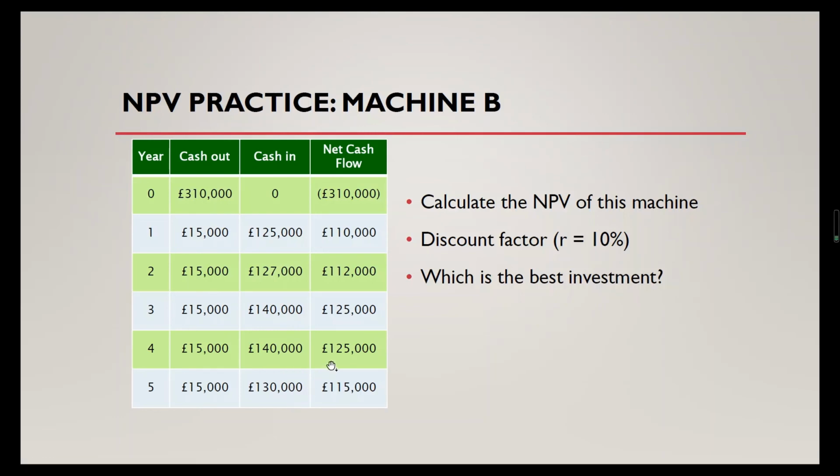For the net cash flow of each year, it will be the cash inflow minus the cash outflow. Then that will give you the net cash flow for every year. Now, assuming that the discount factor is 10%, then what is the value of the NPV for the machine B? After calculating the NPV, you will also need to tell me whether the machine A or the machine B is a better investment.